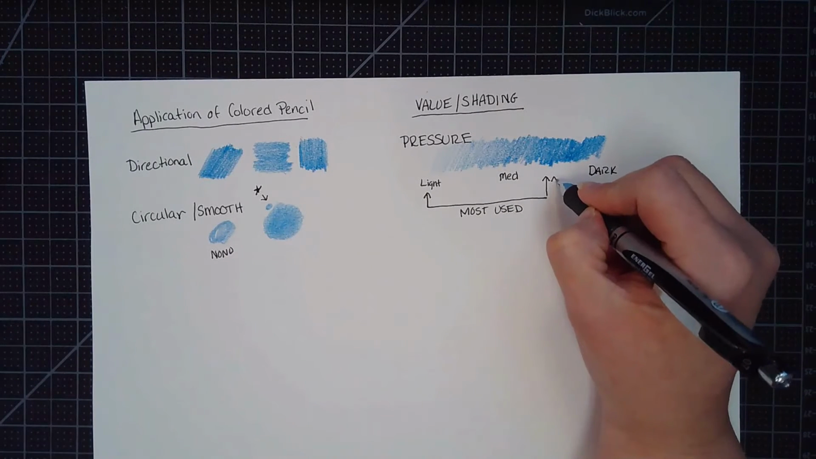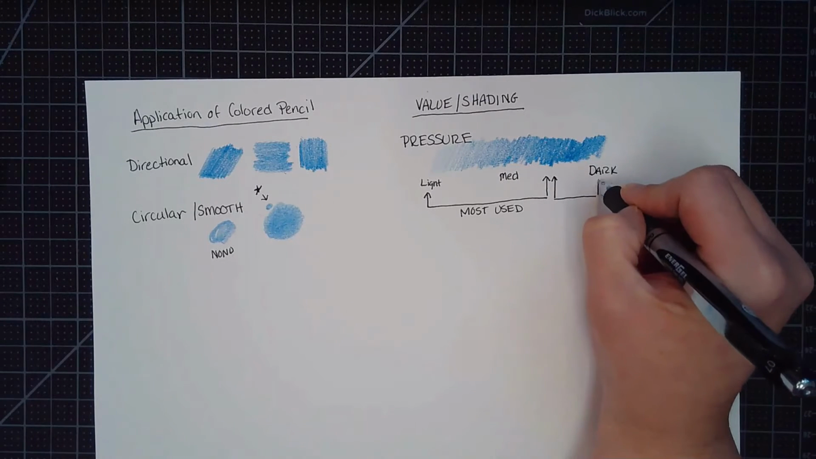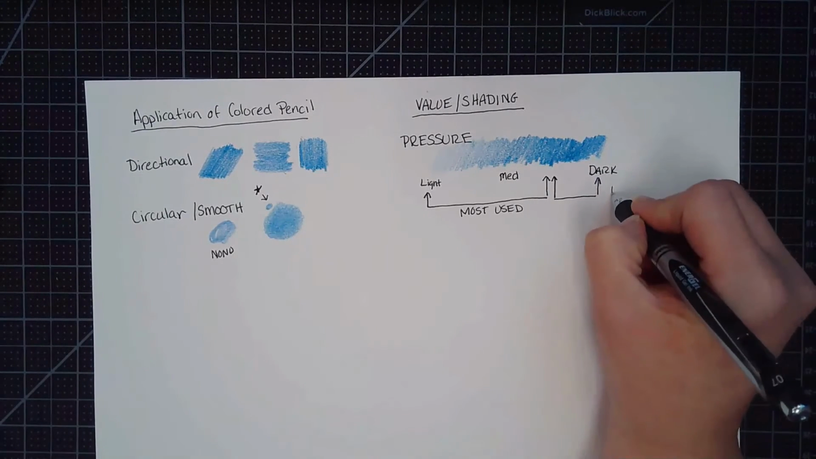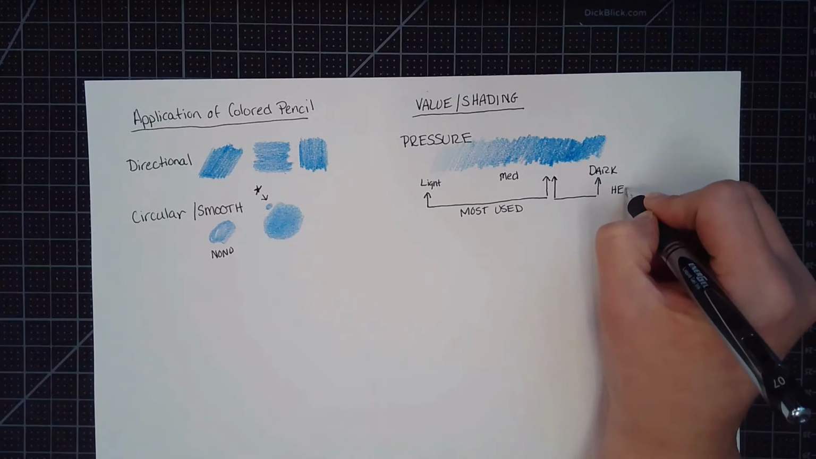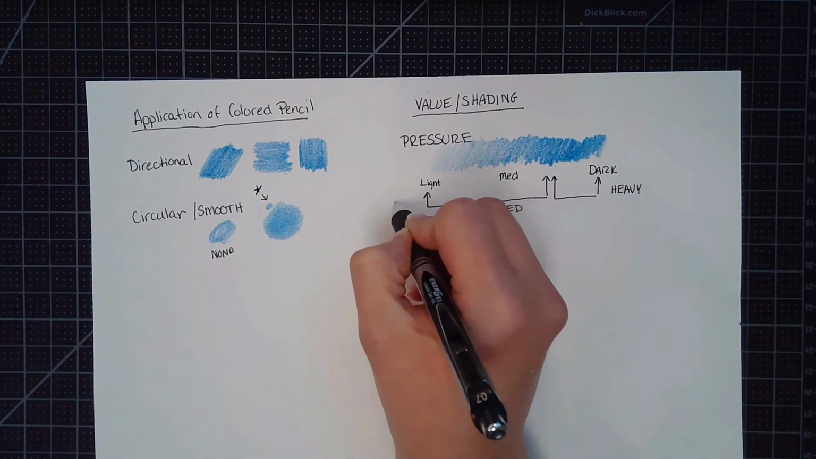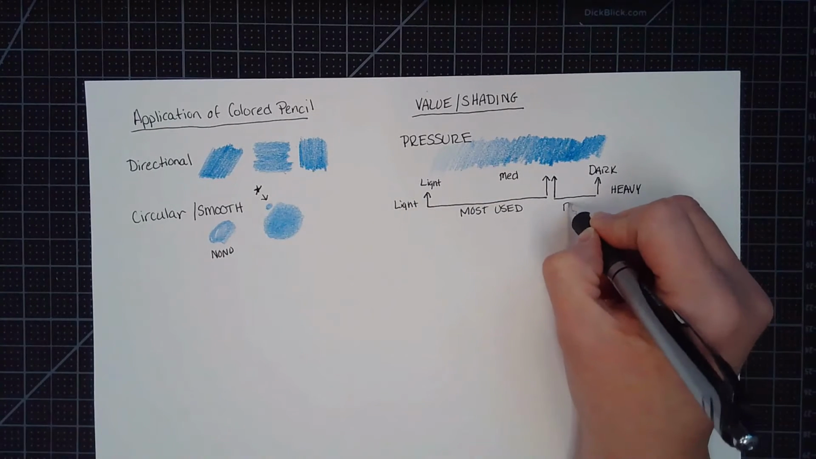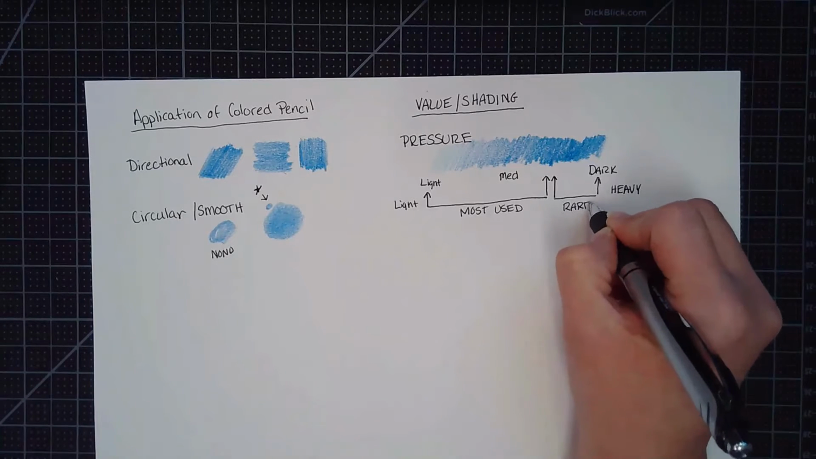From about medium dark to your darkest pressure or your heaviest pressure. So remember, to get dark values we're creating heavy pressure, and light values is light pressure. I want you to use these very rarely.